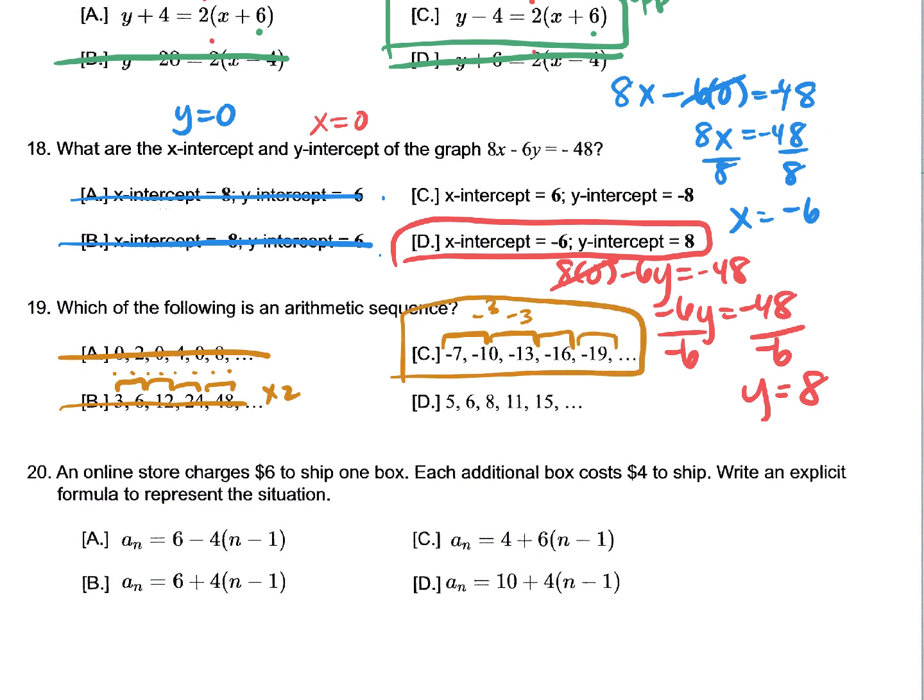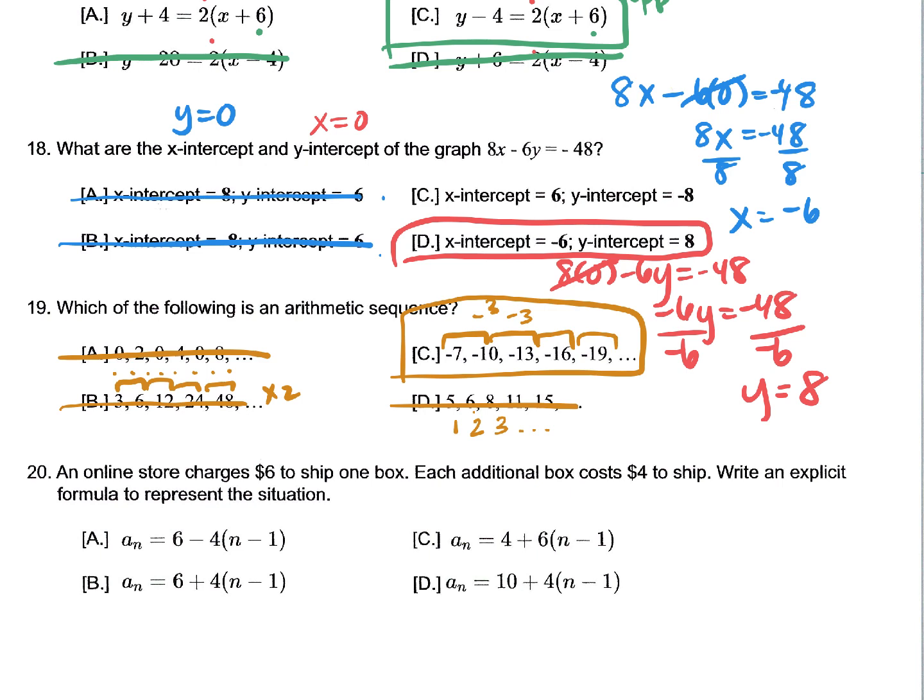Just to be sure, you're going to double check the last answer. To go from 5 to 6, that's 1. 6 to 8 is 2. 8 to 11 is 3, and so on. It is adding by a number, but it's not the same number each time. It has to be the same number in order for it to be arithmetic.